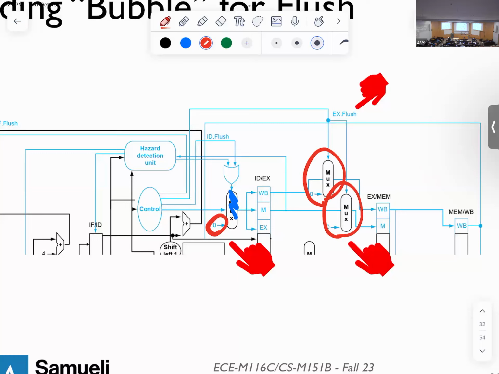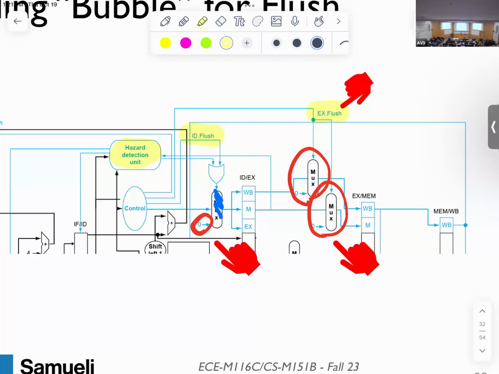How do I know that I need to flush? The same hazard detection unit can help me with detecting the flush. There will be 3 new control signals: the instruction decode flush, execution flush, and the same thing for memory as well. So I'm going to flush this, this, and this. The 3 instructions will be flushed, basically replaced by a control signal that is all 0.